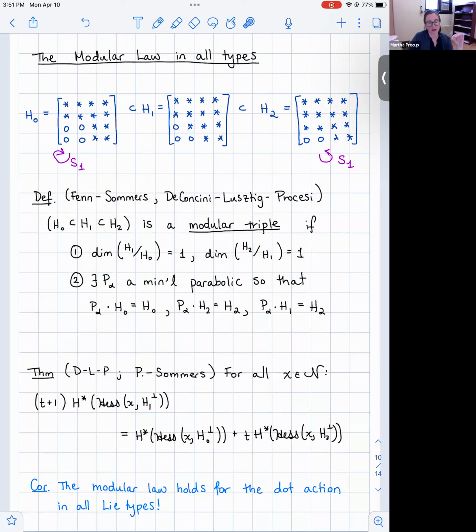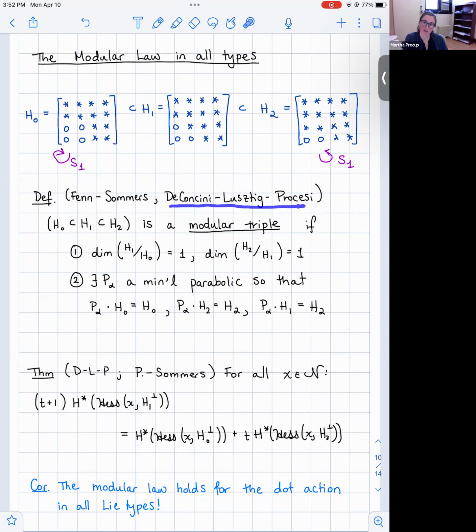So there is a nice generalization of these triples of Hessenberg spaces. We call them a modular triple, but actually these already appear. It's interesting, this idea already shows up in that paper of De Concini, Lusztig, and Procesi that I referenced earlier.